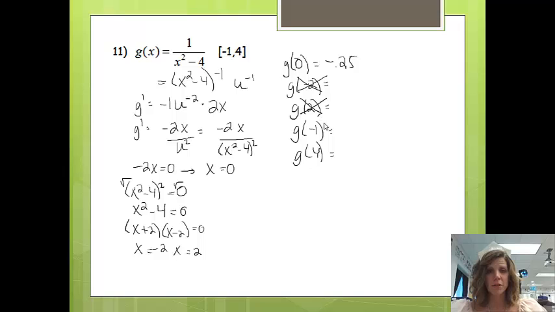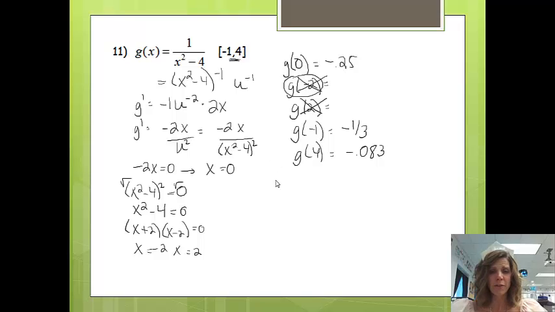So we're just going to cross those off. And then when we plugged in negative 1, we got negative 1/3. And then when we plugged in 4, we got 0.083, I believe. One other thing I'm going to say about x equals negative 2: we could have crossed it off in the first place, because negative 2 was not in this interval, so we wouldn't even include it as a candidate.